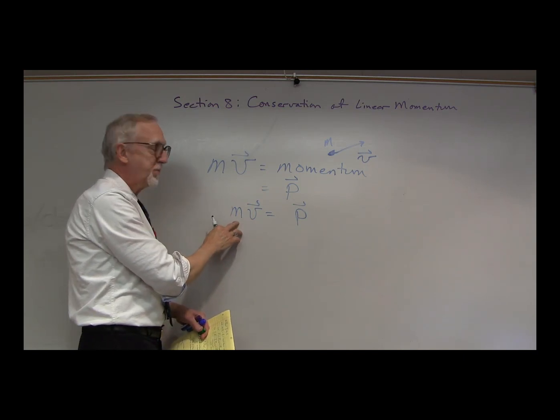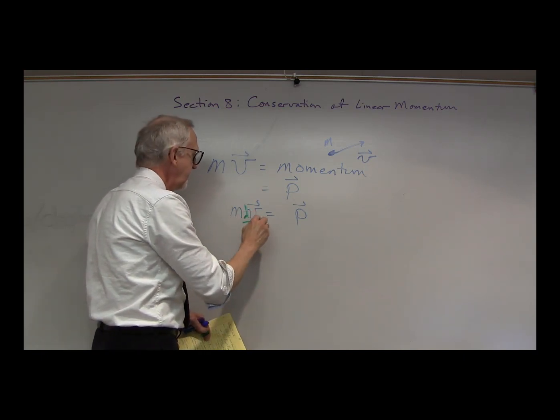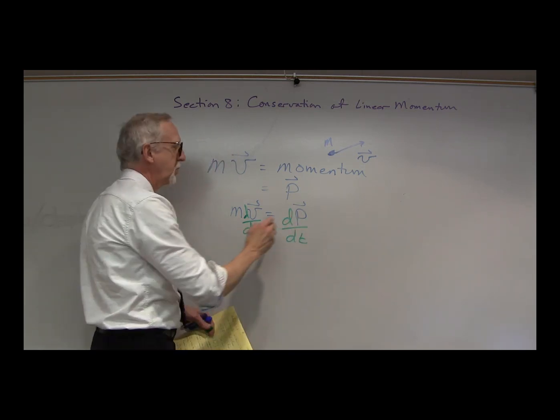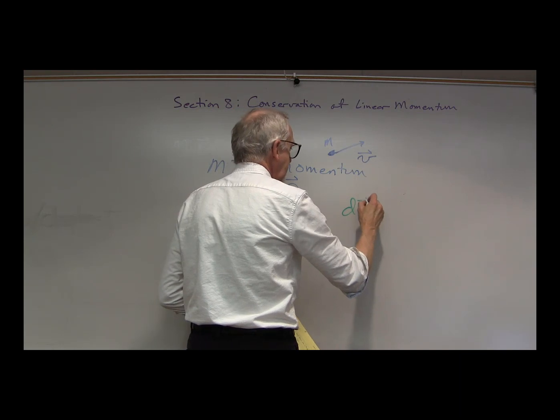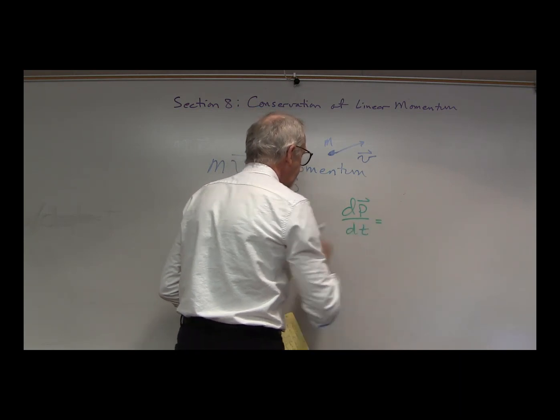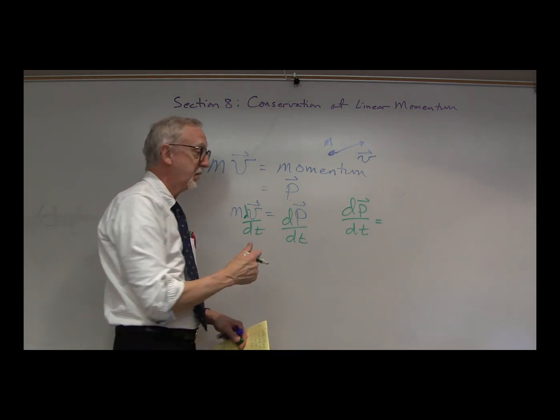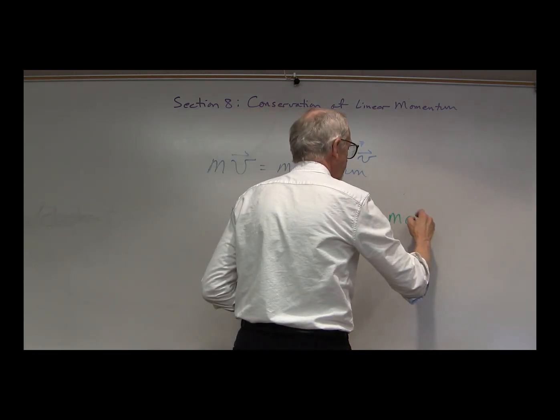So differentiating with respect to time, d by dt comes in and differentiates the v. So what do we get? We get dp/dt equals m dv/dt. But what's dv/dt? Well, that's the acceleration. This is ma.